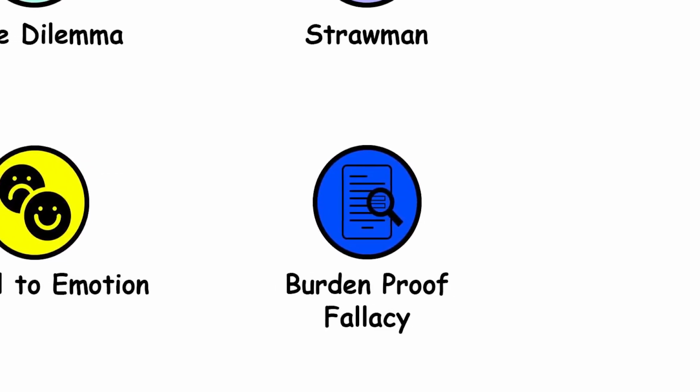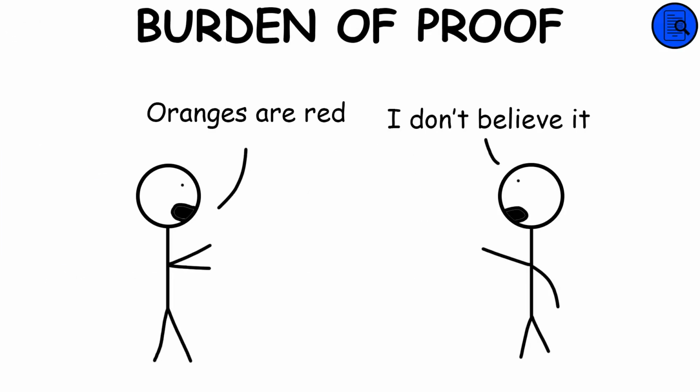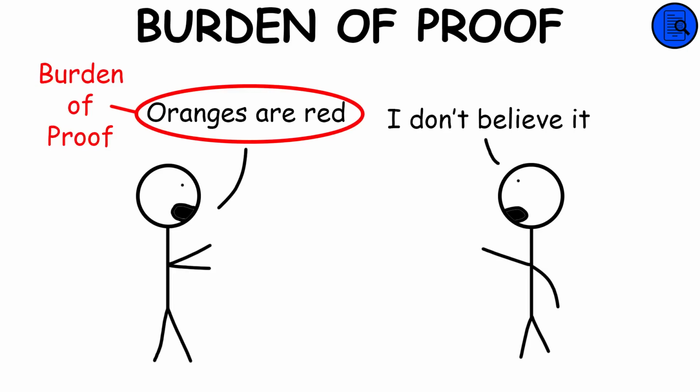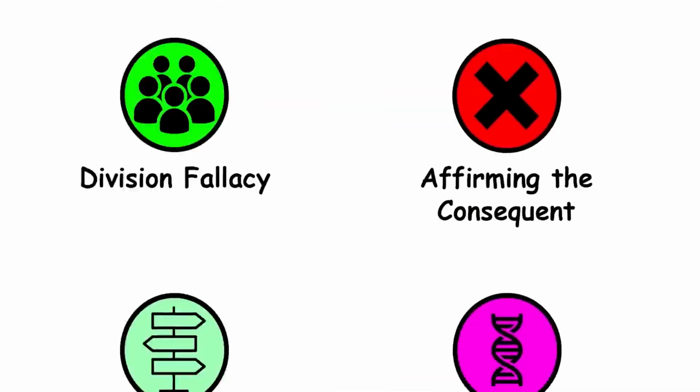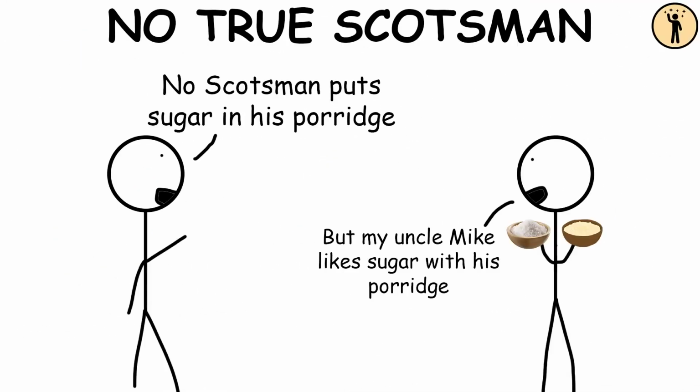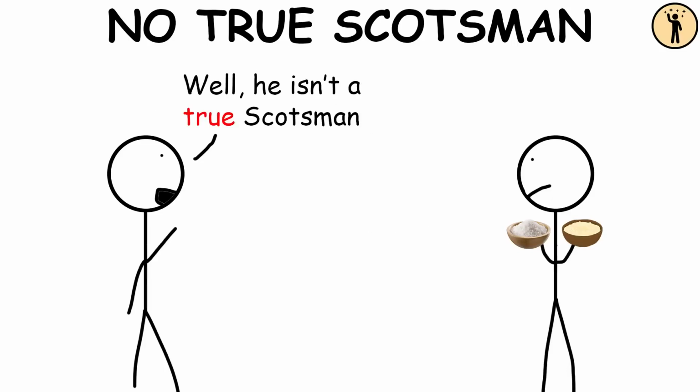Burden of proof fallacy. The burden of proof lies with the one who makes a claim, not the one who denies it. The burden of proof fallacy happens when a person tries to remove their need to provide proof for many reasons. No true Scotsman fallacy. It's an attempt to defend a generalization of a certain group by excluding any counterexamples for not being pure enough.